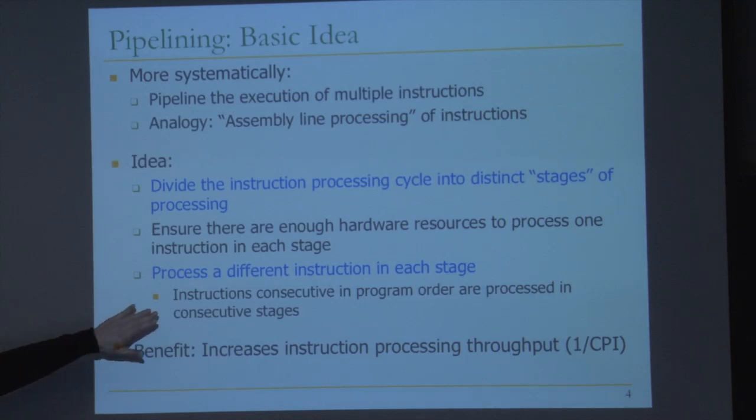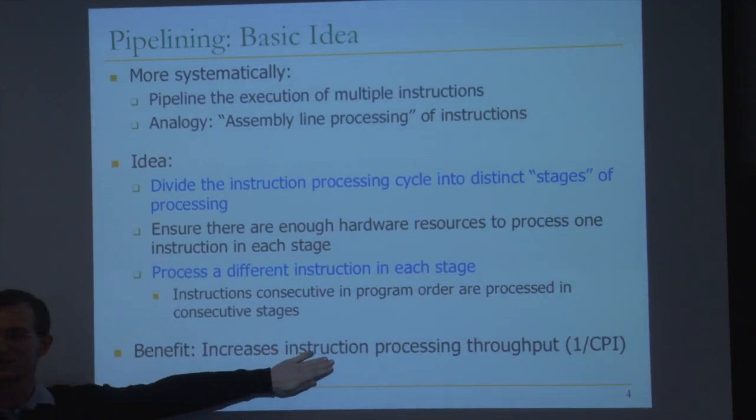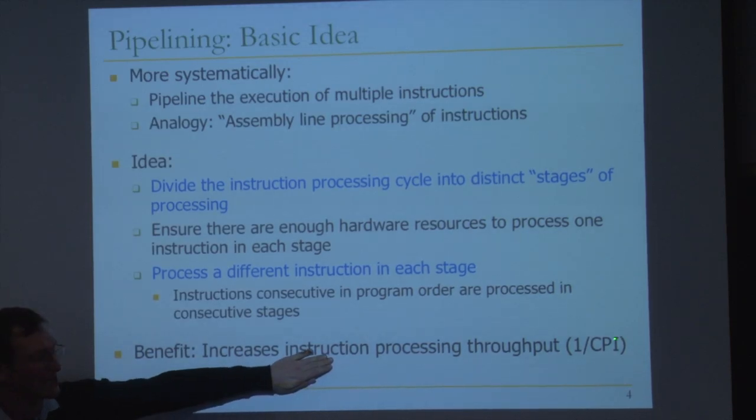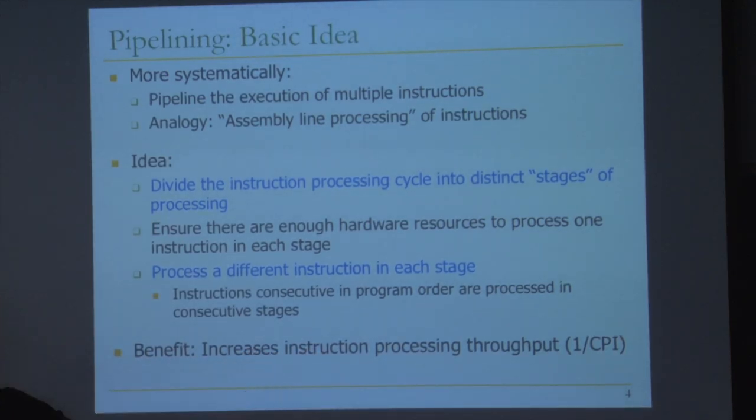So the benefit is hopefully obvious, right? You've increased concurrency now. You've increased instruction processing throughput. So you're doing multiple instructions per cycle now, right? You're still finishing one instruction per cycle at the end of the pipeline, as we will see in the figures. But at any given point in time, you're doing multiple instructions per cycle. So hopefully, your throughput in the pipeline is one instruction per cycle at the end. But the latency of an instruction may be multiple cycles, right?